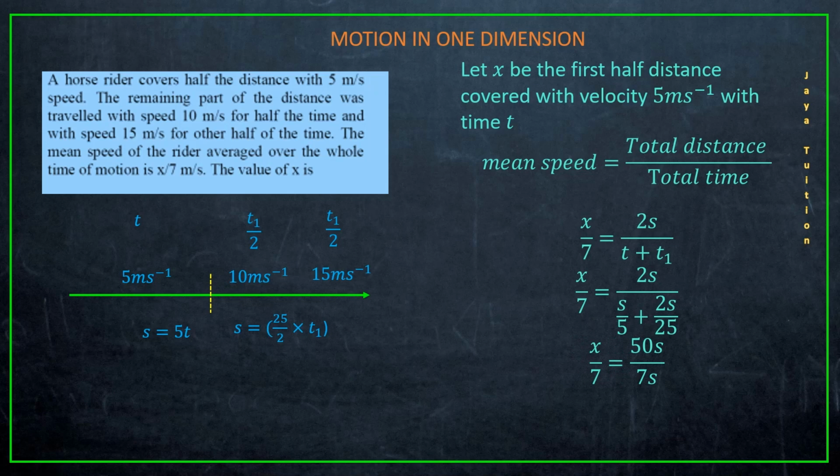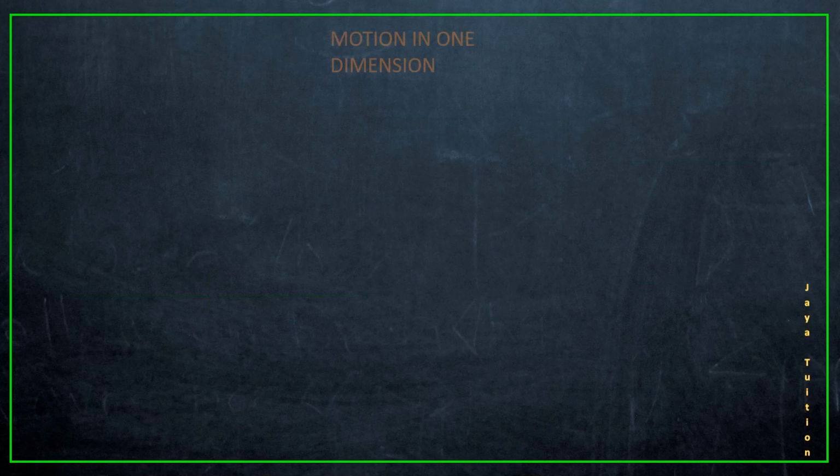The mean speed is equal to total distance divided by total time, which is equal to x divided by 7, equal to 2S divided by (t plus t1). Substitute the value of t and t1, we get the value of x equal to 50.